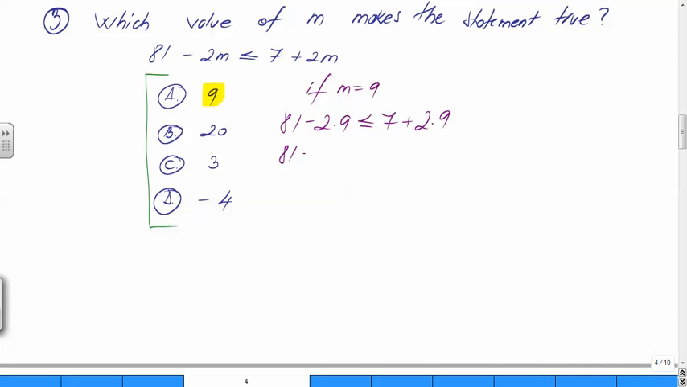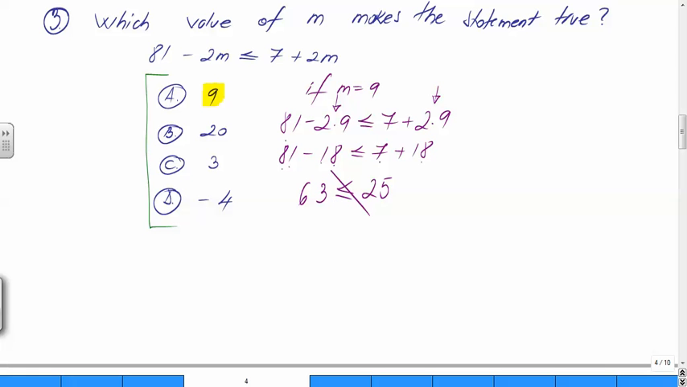81 minus, because the order of operations requires me to multiply first on both sides. 81 minus 2 times 9 is what? 18. Should be less than or equal to 7 plus 18, right? 81 minus 18, 8 out of 11 is going to be 3, right? You borrow 1. 1 out of 7 is going to be 6. Is 63 less than or equal to 7 plus 18, which is 25, a true statement? I don't think so, right?